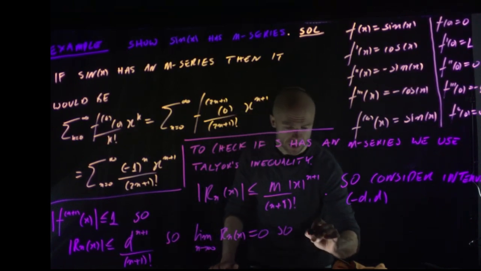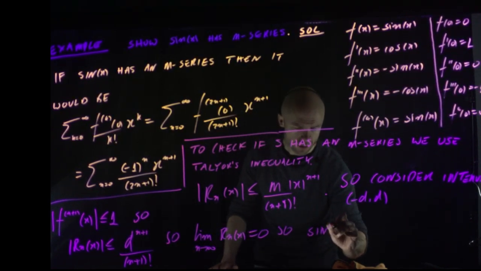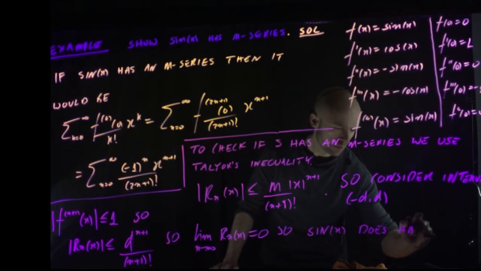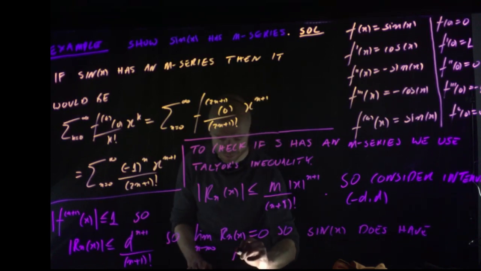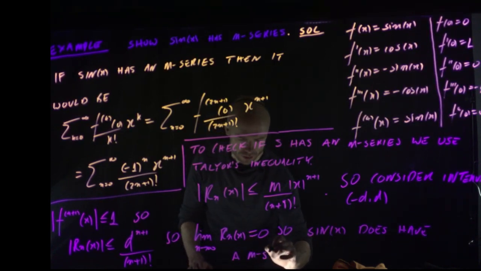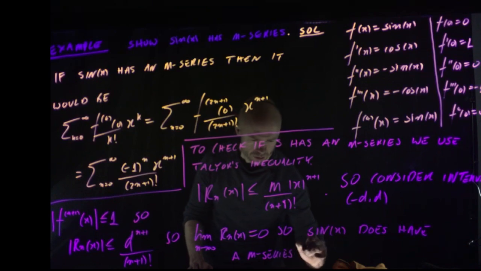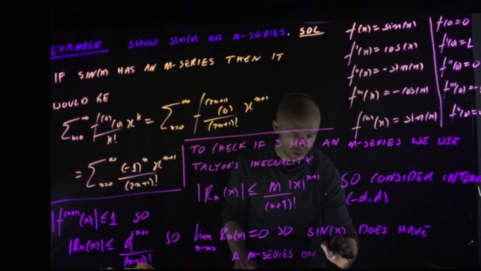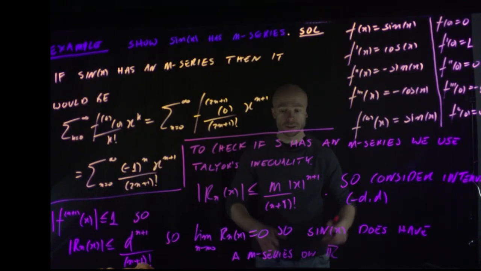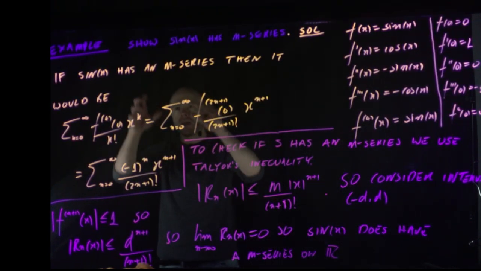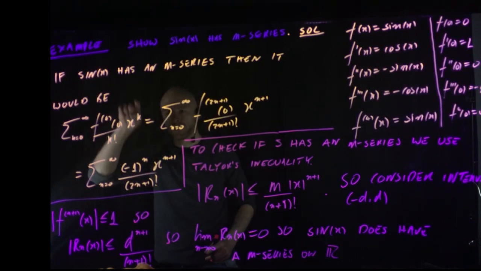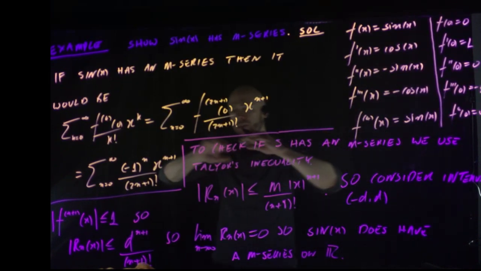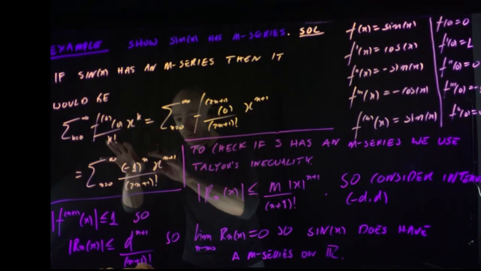So sine does have a Maclaurin series on the interval minus d to d, but d was arbitrary, so it's actually got a Maclaurin series for the whole of R. Okay, since it does have a Maclaurin series, by this fact that we know the coefficients, the Maclaurin series has to be equal to this. So to conclude, we know that sine has a Maclaurin series, and it's exactly given by this.